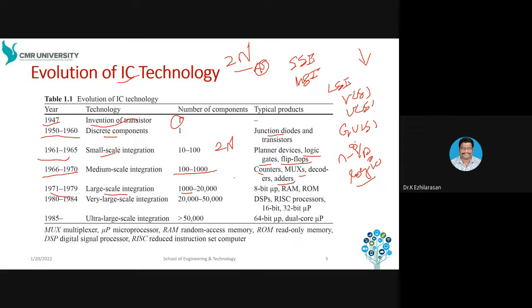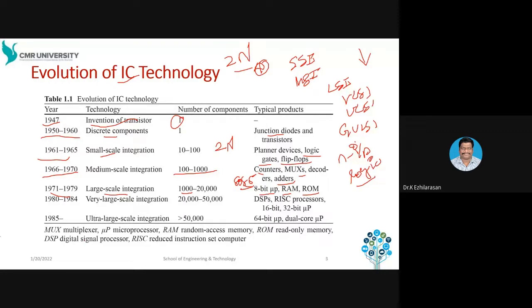The examples are simple memories like read-only memory and random access memory, that is ROM and RAM. I can even add the 8-bit microprocessor, which is the initial microprocessor, nothing but the 8085. Those also come under large scale integration.